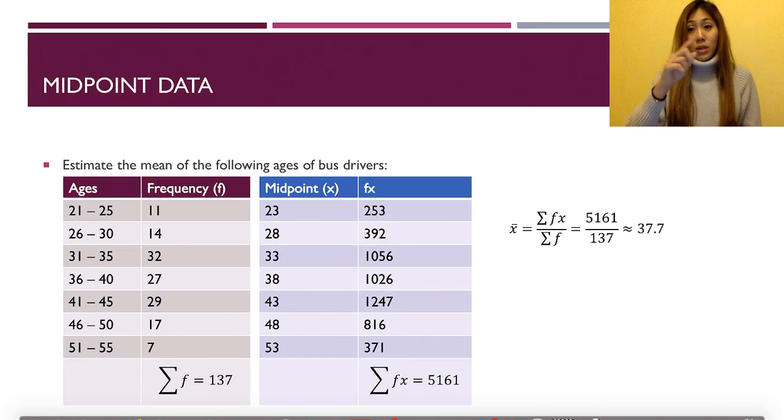The mean can be represented by mu, or it can also be represented by x with a line on top of it, okay? So then we just use the sum of the products over the sum of the frequencies again. So it's 5,161 divided by 137, and that gives us 37.7. So again, midpoints are only used when the data table that we're given is continuous data. When the data given to us is discrete data, numerical variables, then we don't use midpoints.